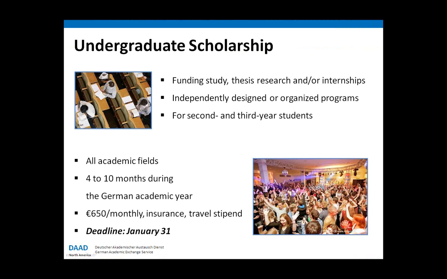Firstly, we have our Undergraduate Scholarship, which provides funding for a study, thesis research, or internships. You can essentially go as part of a structured exchange program with your university, or you can also go on an independently designed or organized program. It's open to students in all academic fields for a duration of 4 to 10 months during the German academic year, meaning 1 or 2 semesters of study, and is comprised of about 650 euros per month, as well as your health insurance and a travel stipend.